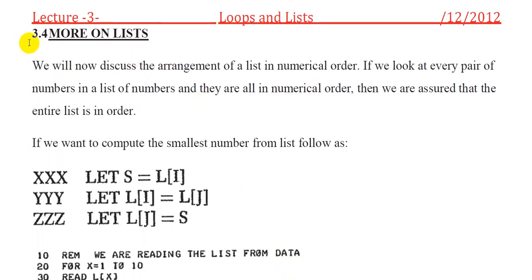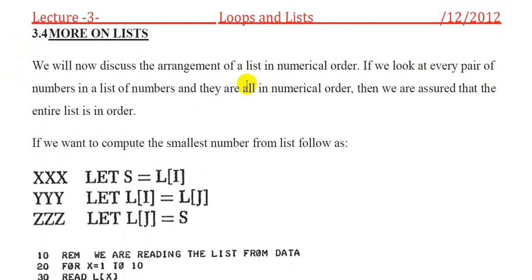More about lists here in article 4.3, as you can see right before you. We will now discuss the arrangement of a list in numerical order, that is, the assortment of any list numerically.